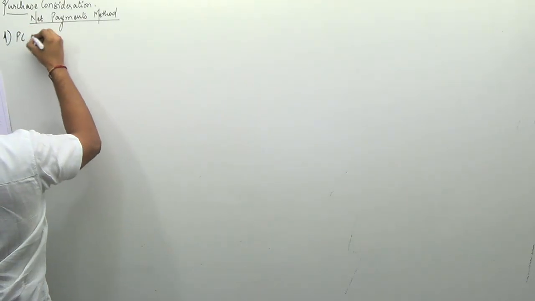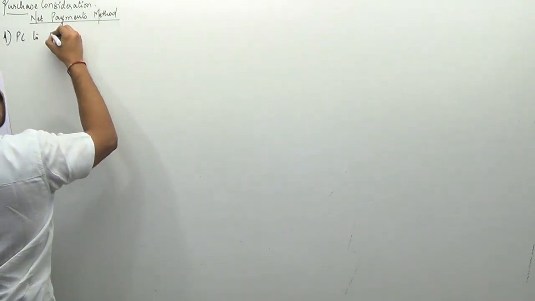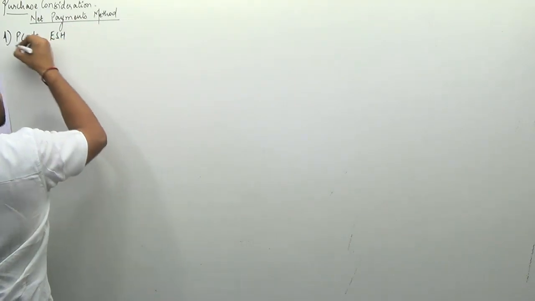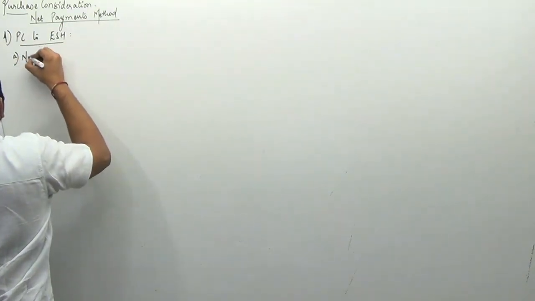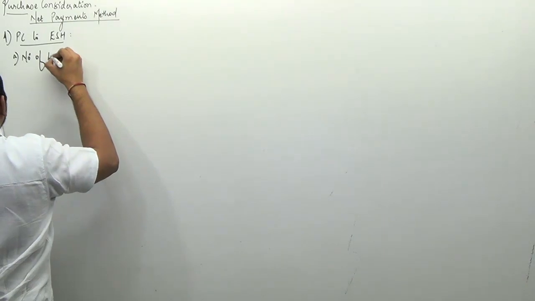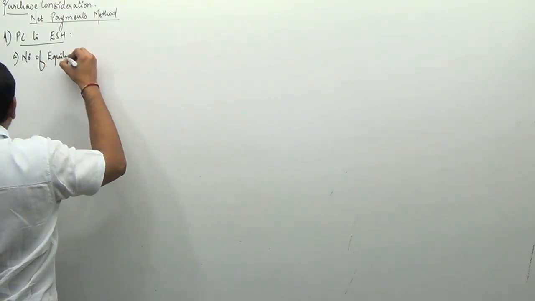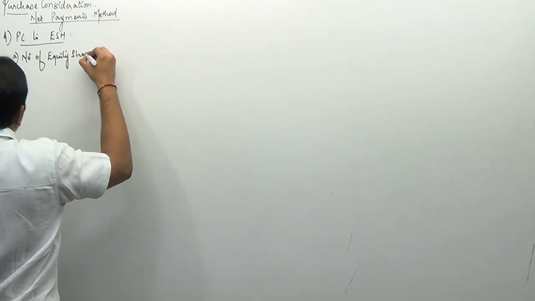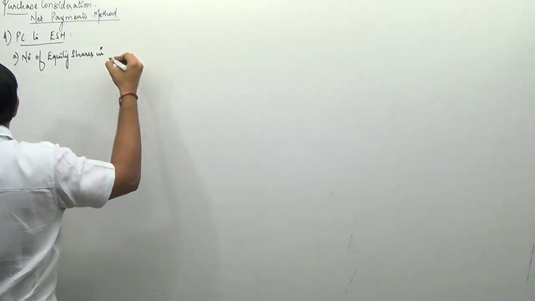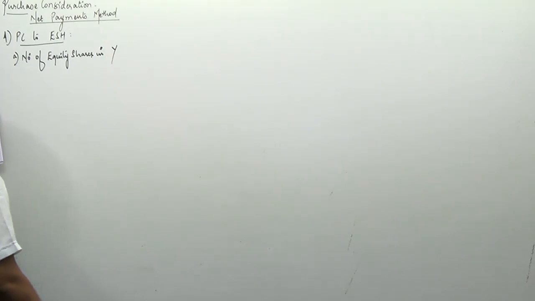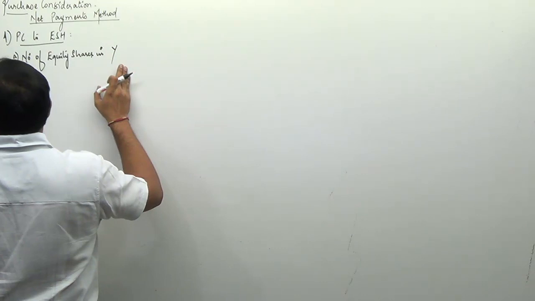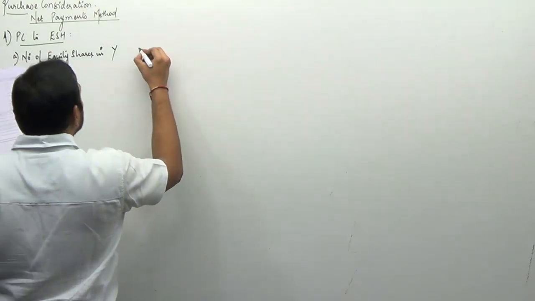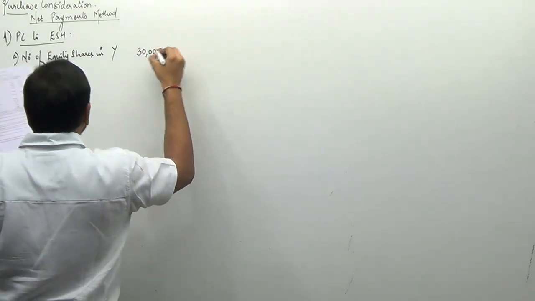I'll start with PC, equity shareholders. That is the first point given. Number of equity shares. In Y, X is taking over Y. How many shares are there in Y? 3 lakh share capital, each share of 10 rupees, so 30,000 shares in Y.